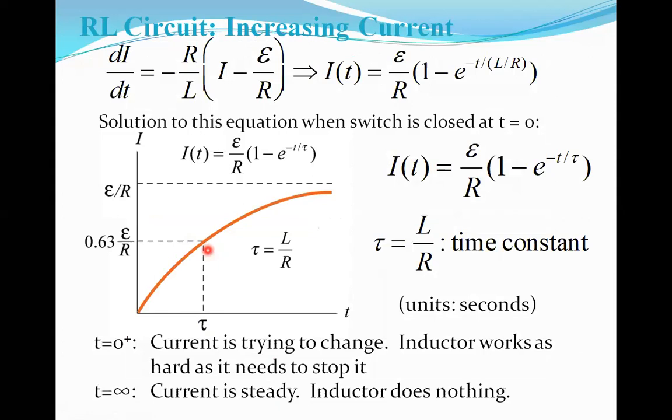The rate of flow of current, it means di by dt. So we will get di by dt is equal to minus R by L into I minus I naught. This I naught is V by R or E by R, the maximum value. So we can write di by dt is equal to plus R by L into I naught minus I. So this is the first equation, saying that the rate of flow of current in the circuit, di by dt, is equal to R by L into I naught minus I.